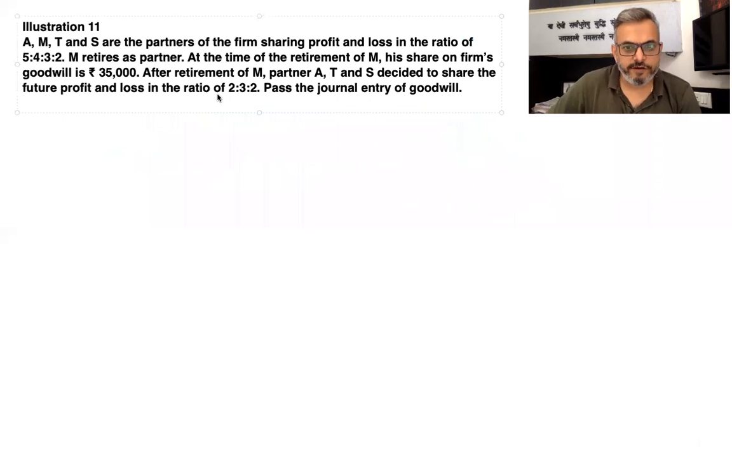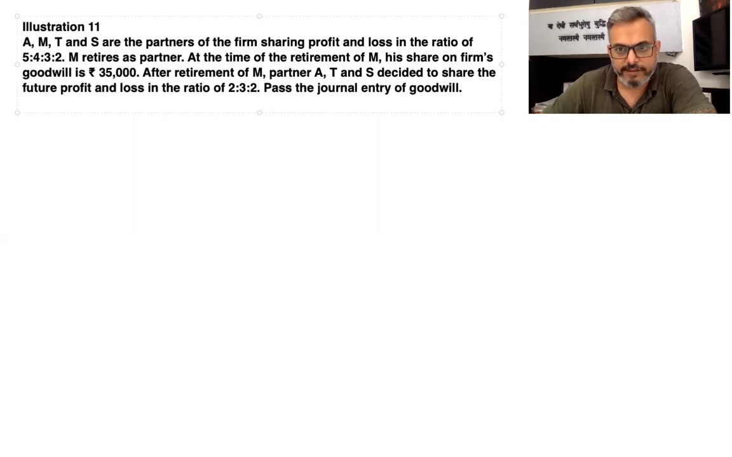Now, illustration 11, let's read the question first. A, M, T, and S are partners of a firm sharing profit and loss in the ratio of 5:4:3:2. M retires as a partner. At the time of retirement of M, his share of firm's goodwill is 35,000. After retirement of M, partners A, T, and S decide to share the future profit and loss in the ratio of 2:3:2. Pass the journal entry for goodwill.